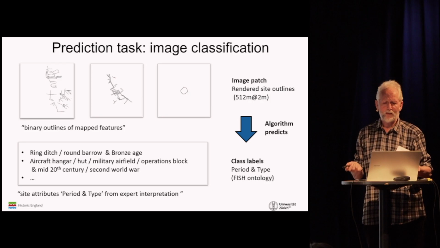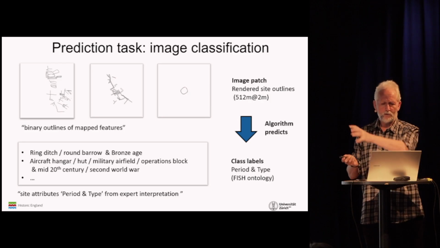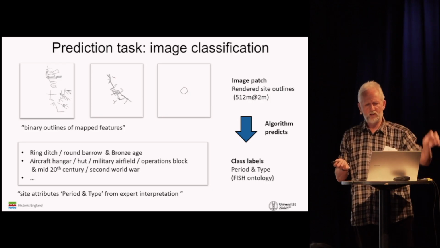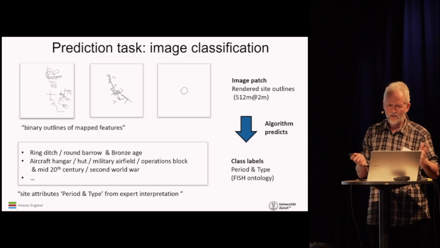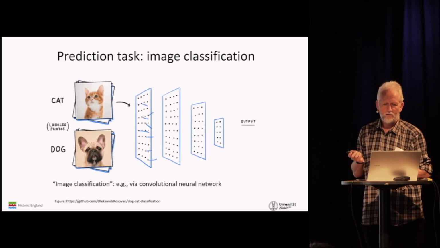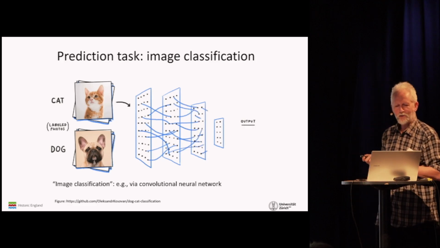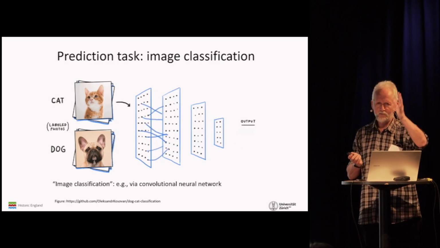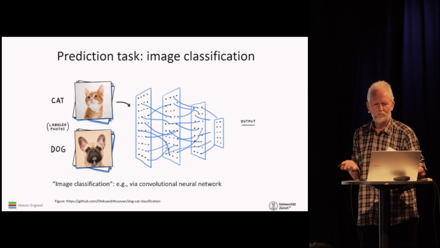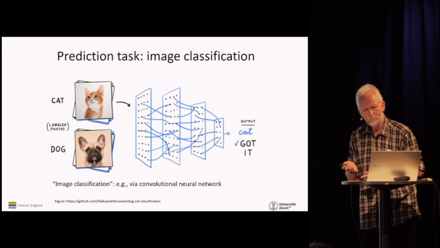You've got an image patch, the algorithm runs through all these differences and predicts your class labels. That's the theory. This is a nice little image to show it in simple terms. You put a photo of a cat in, it runs through lots of other images, and it comes out, yes, this is a cat.